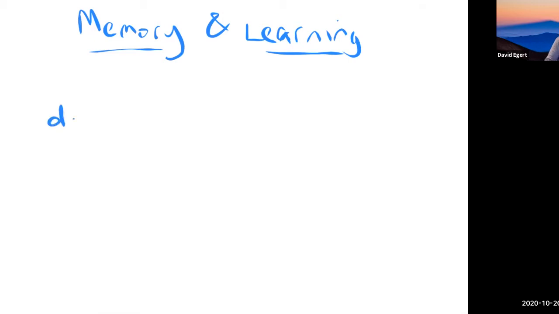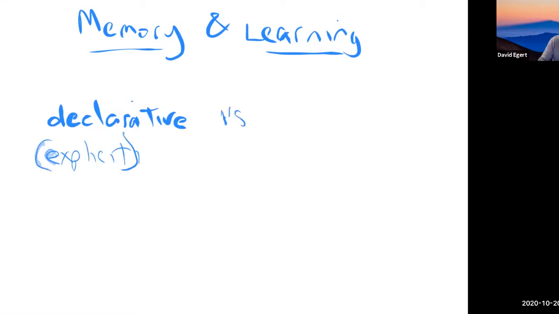So there's the idea of declarative, also known as explicit, versus procedural, also known as implicit.